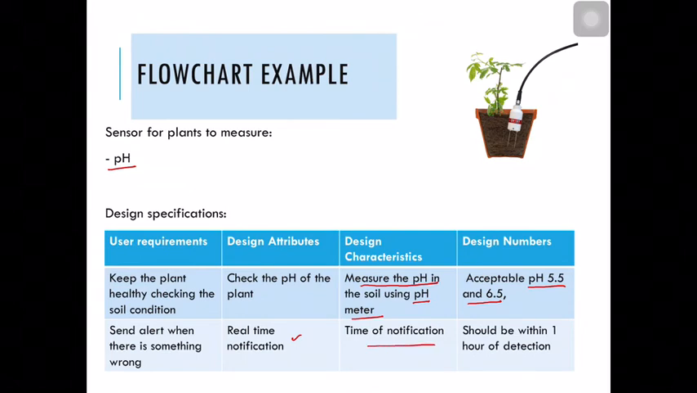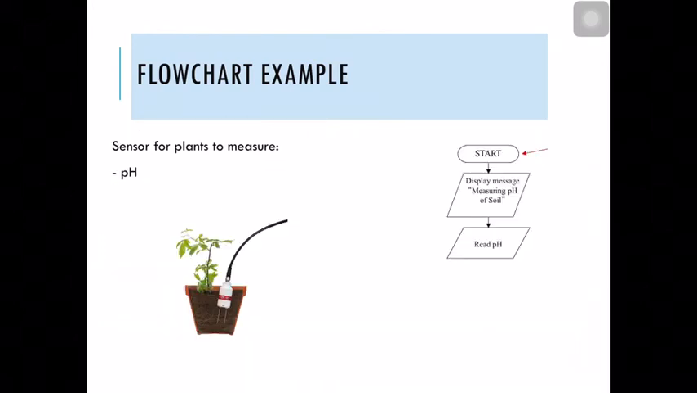So how do we put this into an example flowchart? Okay, so we start, right? You have a start, and you use this shape for start, and then you put in a message that the system is going to measure the pH of the soil. So now the sensor is activated, and it will read the current pH, right?